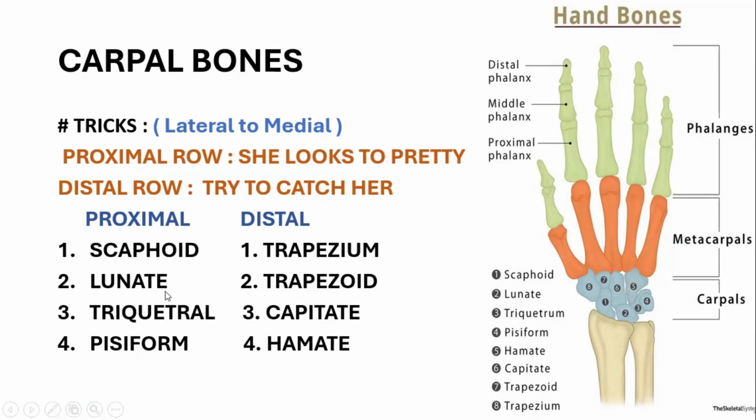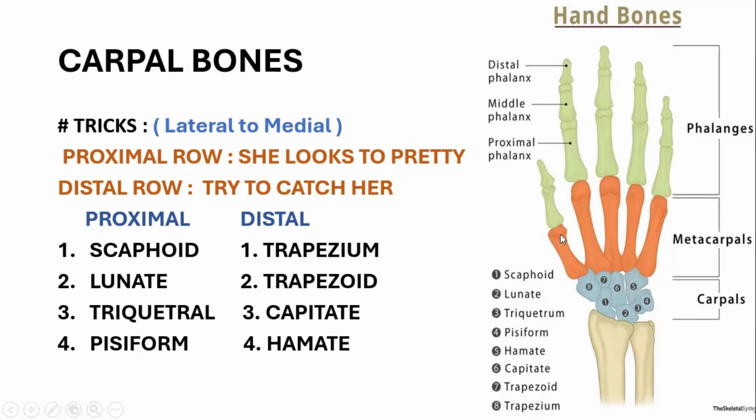So this is about the carpal bones. You can see 1, 2, 3, 4. This is the lateral side as the thumb is present here. So first, second, third, fourth: scaphoid is here, then lunate, triquetral, pisiform. In this order, because this is lateral to medial order. And for the distal row you can see trapezium, trapezoid, then capitate and then hamate. Again, this is from lateral to medial, thumb to little finger.